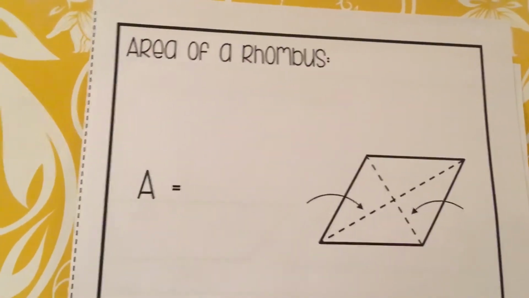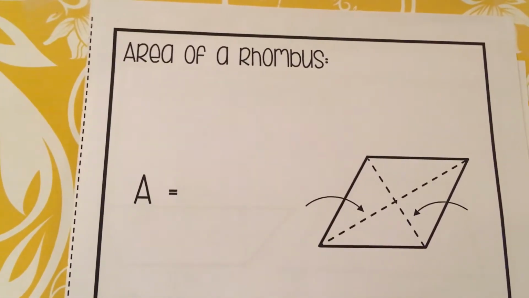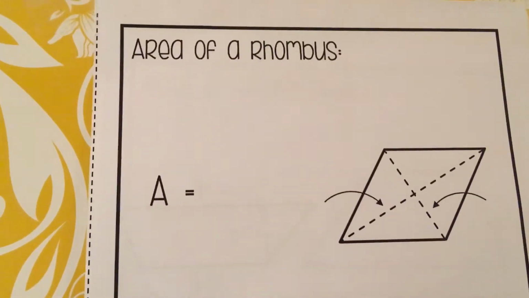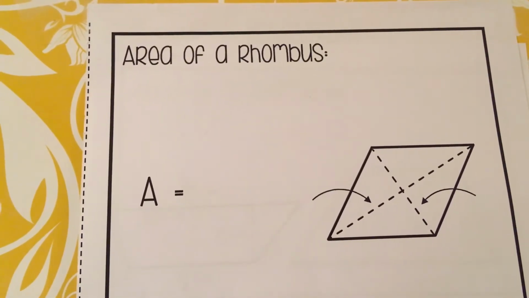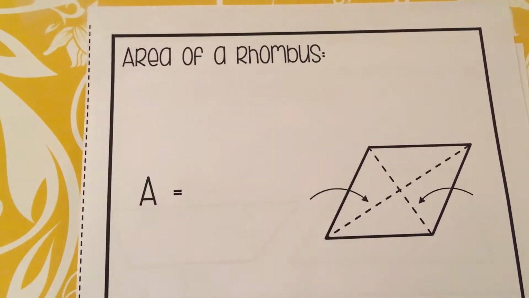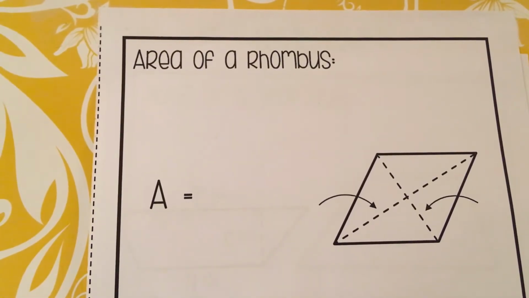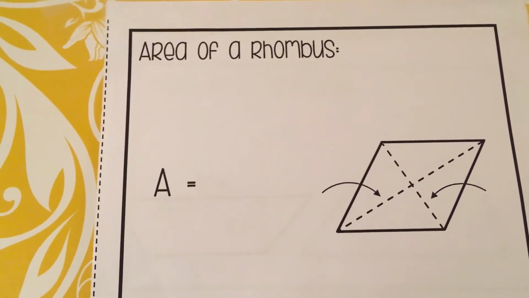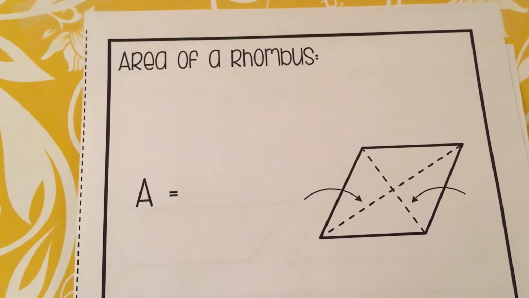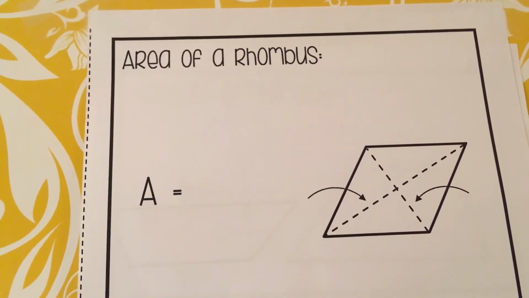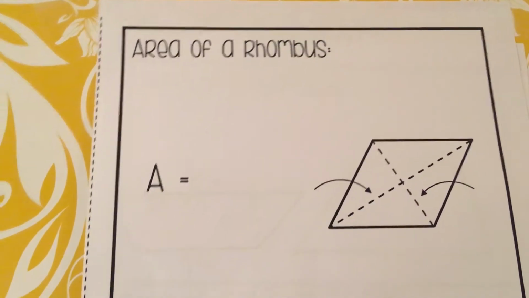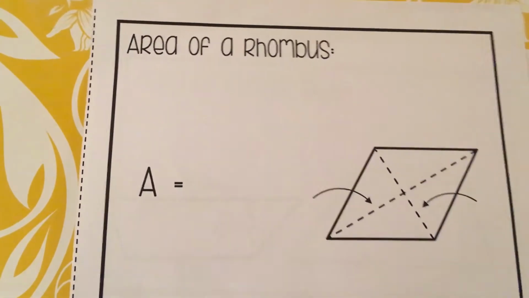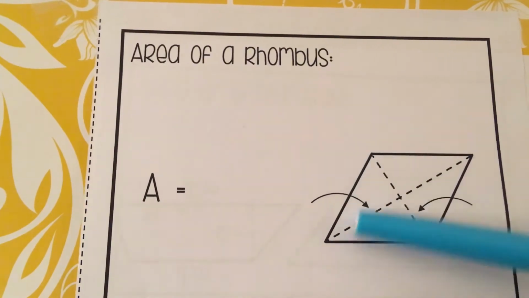So here we are finishing up our foldable about finding the area of quadrilaterals. We had started with looking at the area of a parallelogram, and a parallelogram is a special kind of quadrilateral. It has the opposite sides being parallel to each other. Then we moved on to trapezoid, which has two parallel lines, but only two. And then a rhombus has four parallel lines.